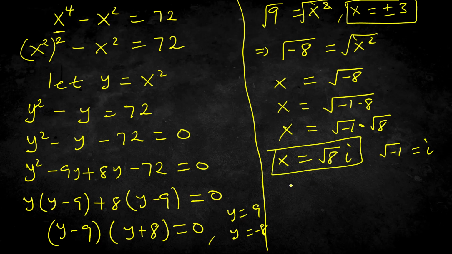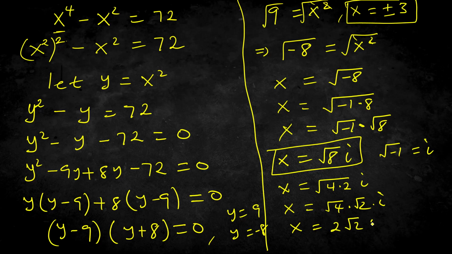So going forward, you can say x equals root 4 times root 2 times i. So we have 2 root 2 i. So that's that.